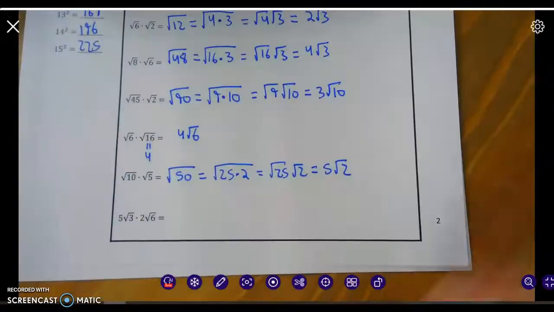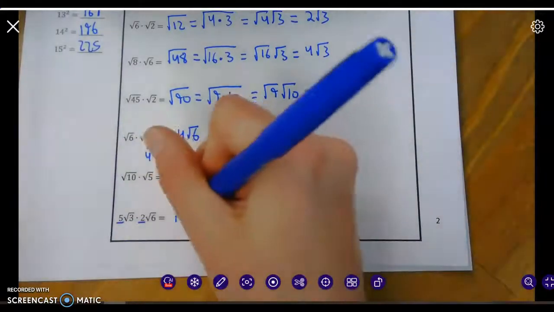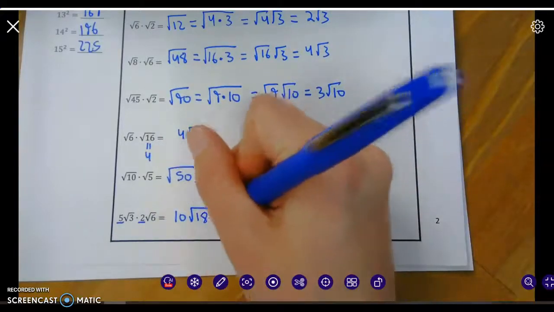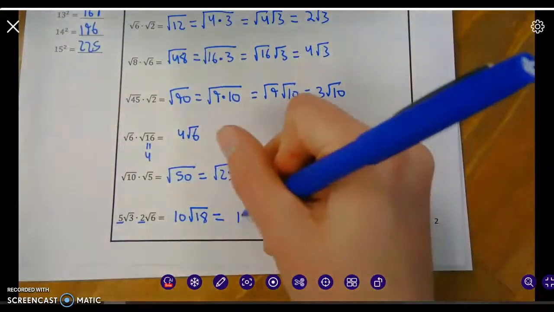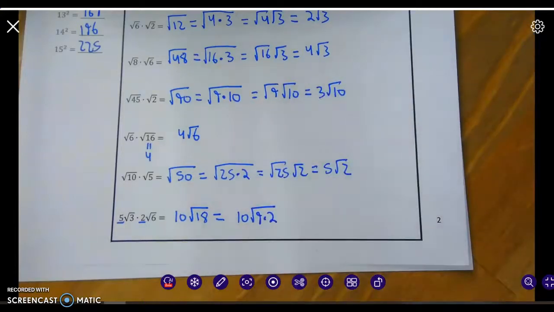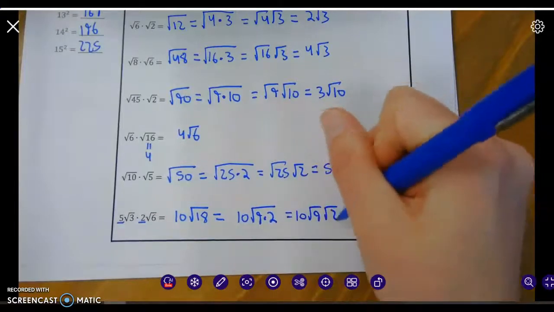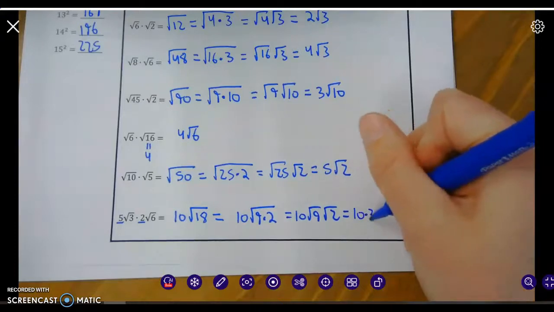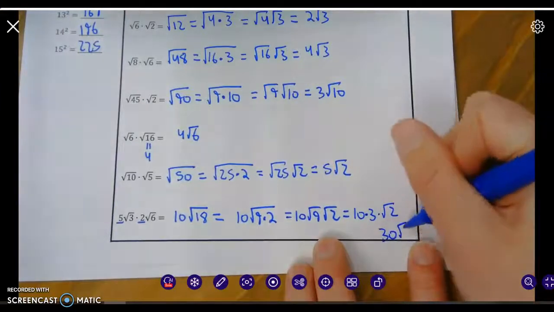Okay, in this last one, we have a couple coefficients. So we're going to multiply the 5 and 2 together and get 10. And then the 3 and 6 become the square root of 18. So then the square root of 18 is going to be 10. We're going to bring that 10 and then do 9 times 2 under the square root. And then separate them. So then we have 10 times 3 times square root of 2. So we have 30 square root of 2.